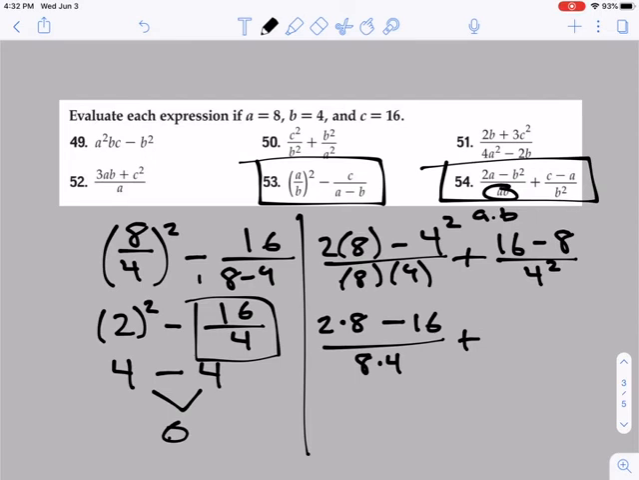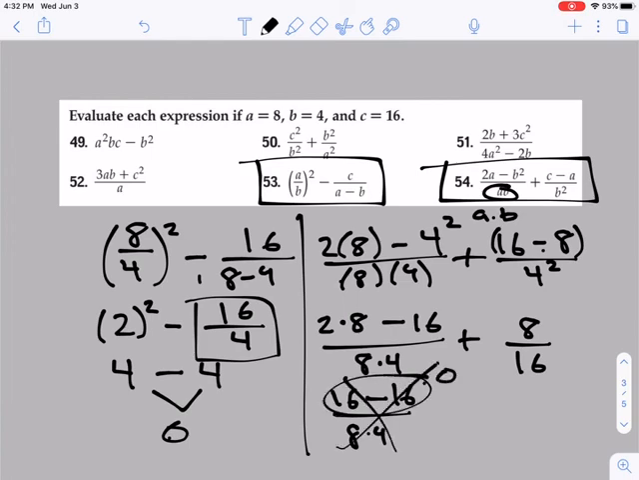I can actually do this 16 minus 8 on the top here, and I'm going to. That's 8. And then 4 squared is 16. Now let's finish doing the top. Well, 2 times 8 is 16, and you wind up with 16 minus 16, which is 0. If you recognize some of these things early on, it can save yourself trouble. If this is 0, this whole thing is 0, and it just makes the whole thing go away. So you're left with 8 over 16, and then you just simplify it to 1/2, and you're finished.